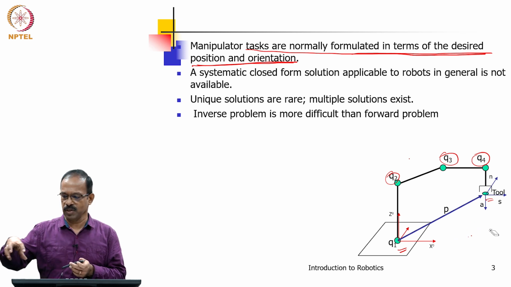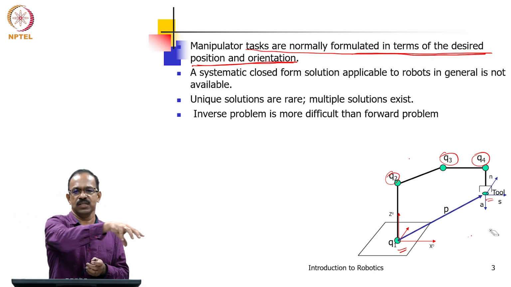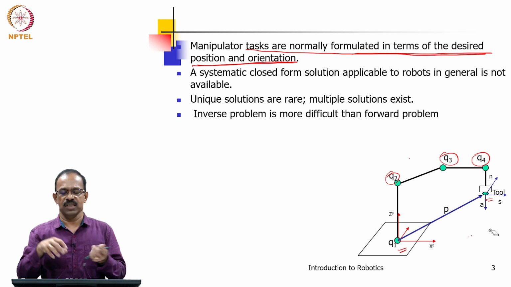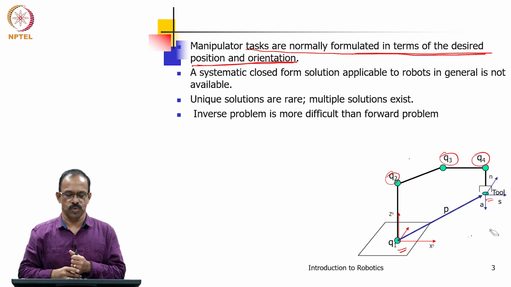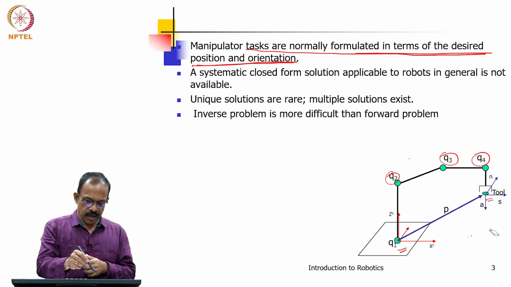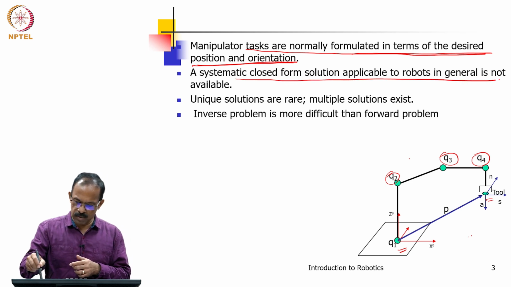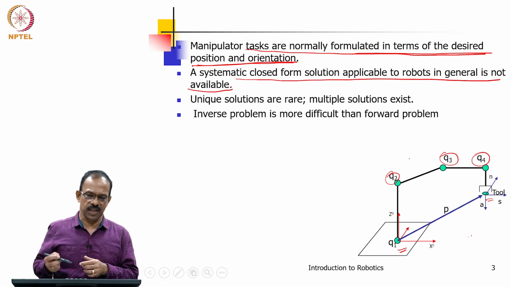So, we have something to pick from here and then place somewhere else. How to reach these positions is of interest to us, and a systematic closed form solution applicable to robots in general is not available.